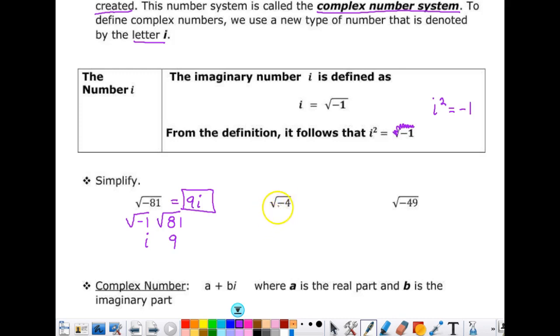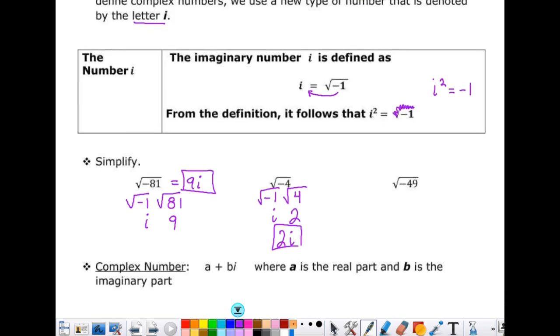Okay, so negative 4 could be written as a negative 1 and a positive 4. We can take the square root of positive 4. You just really can't take the square root of a negative number because you just can't, like we proved up here with the 36. So the square root of a positive 4 is 2, and the square root of negative 1 is i. And so you kind of reverse it and say it's 2i.